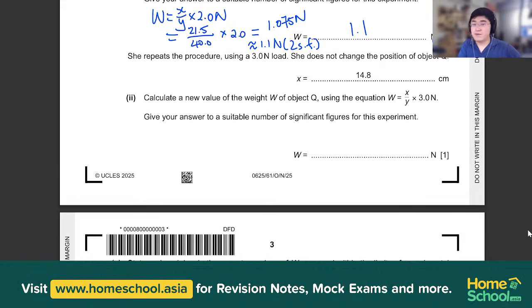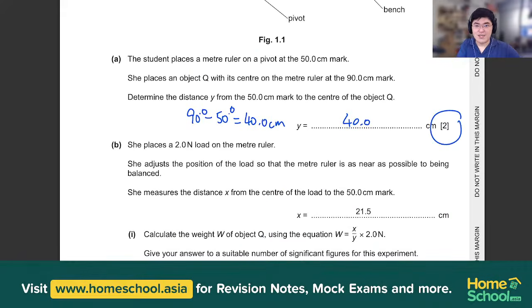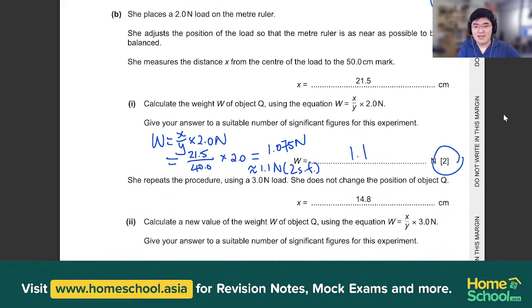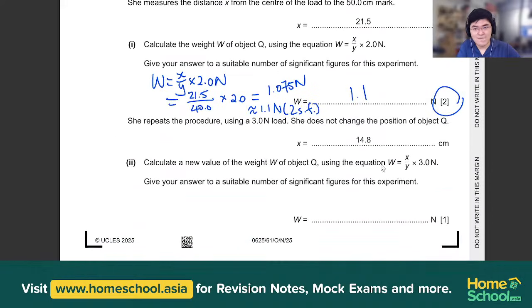The student repeats the procedure using a 3.0 Newton load, and she does not change the position of object Q, which means she will now take the load over here, which is now 3 newtons, and balance it over here. And she measures the distance between the 50 cm mark and this new load. And this new distance is now 14.8 cm.